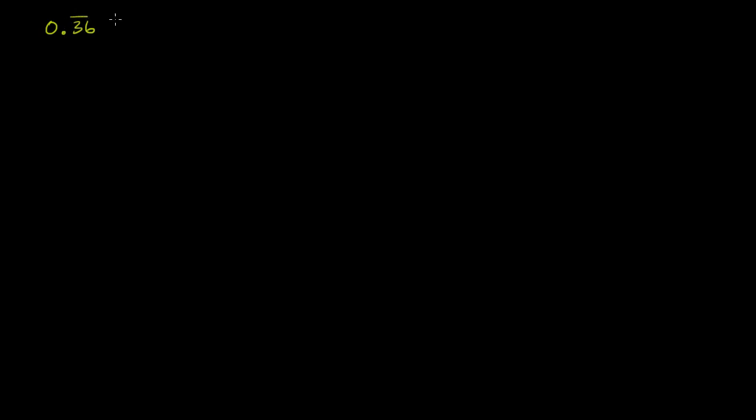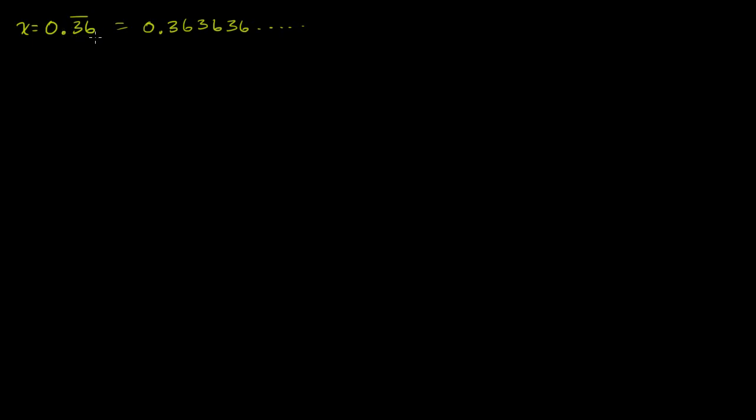So let's say I had 0.36 repeating, which is the same thing as 0.363636, since the bar is over the 3 and the 6, both of those repeat. 36, 36, 36, and it just keeps going on and on forever. Now, the key to doing this type of problem is, like we did in the last video, we set this equal to x. Instead of just multiplying it by 10, 10 would only shift it 1 over.